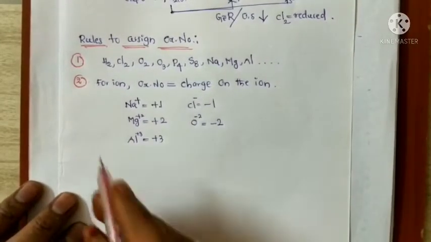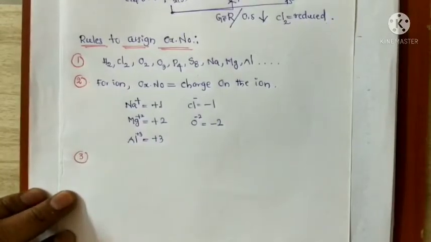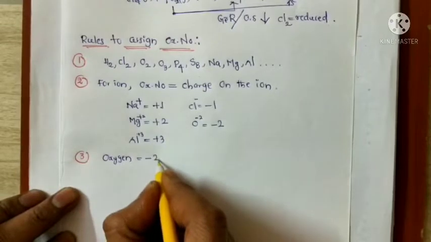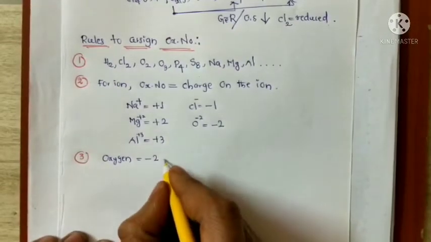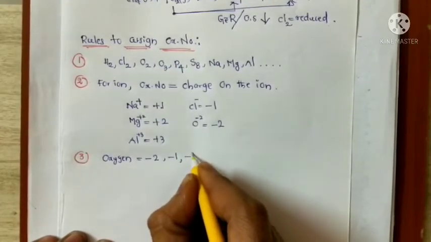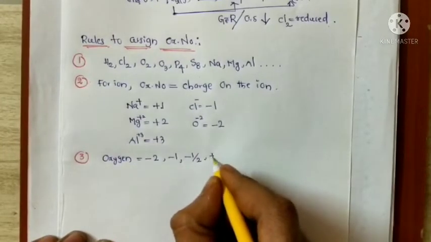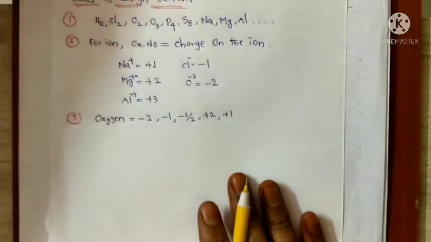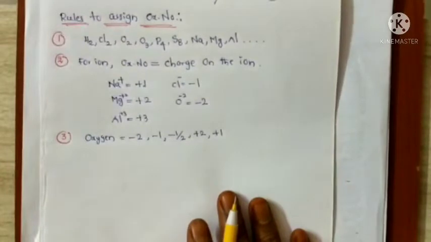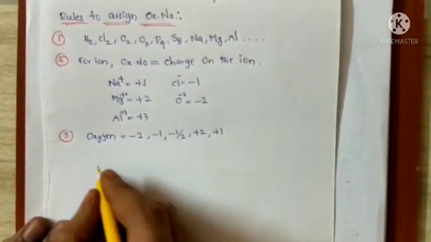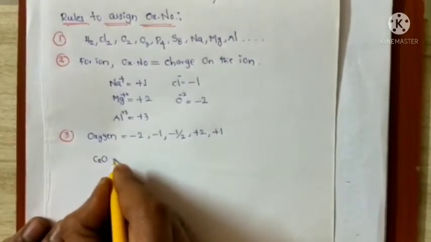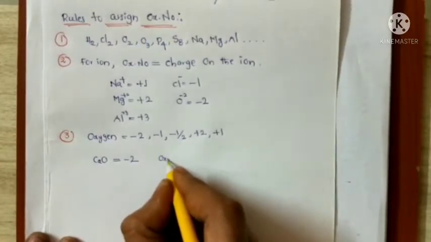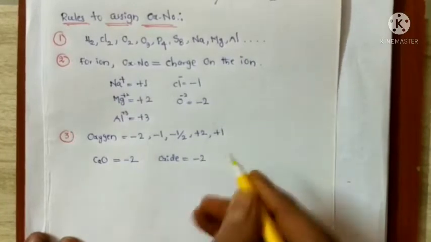The third rule is: generally the common oxidation state of oxygen is -2 in oxide form, but it can also exhibit -1, -1/2, +2 and +1. So now we will see. If we take calcium oxide as an example, the oxidation state of oxygen is always -2. In the form of oxide, the oxygen oxidation state is -2.